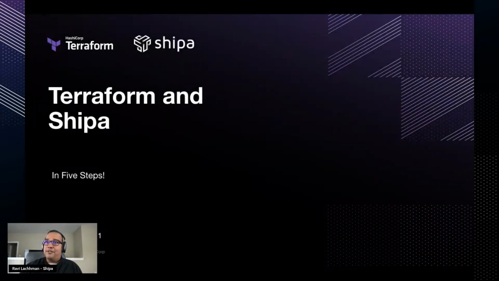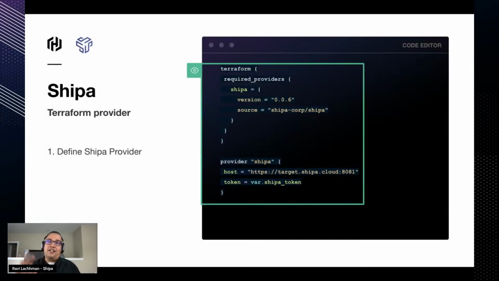And so Terraform and Shipa, where do they come together, right? There are 5 wirings that I'll walk you through, and I'll actually kick it off and show you what's possible. We have a Terraform provider, and the first thing is, if you don't have a provider, you don't have a chance. As my father would say, if you don't have a lottery ticket, you can't win the lottery, right? So we have a Terraform provider out there.